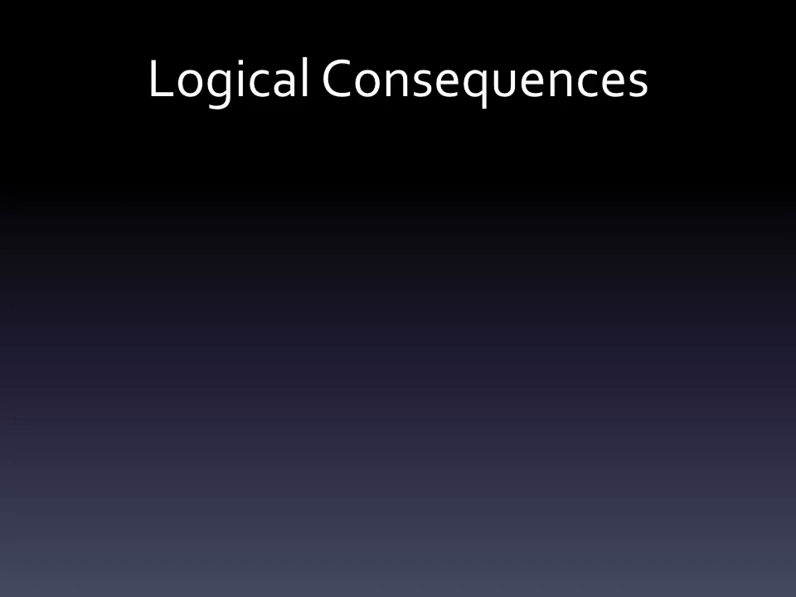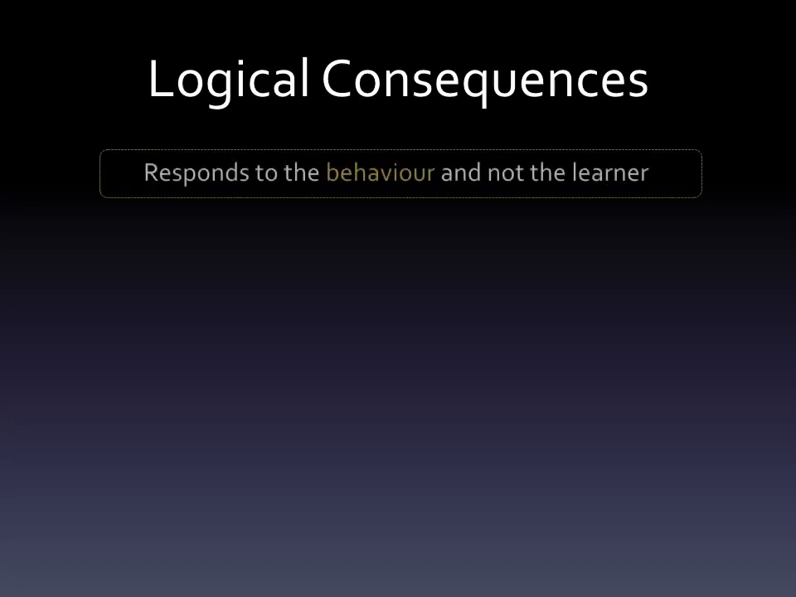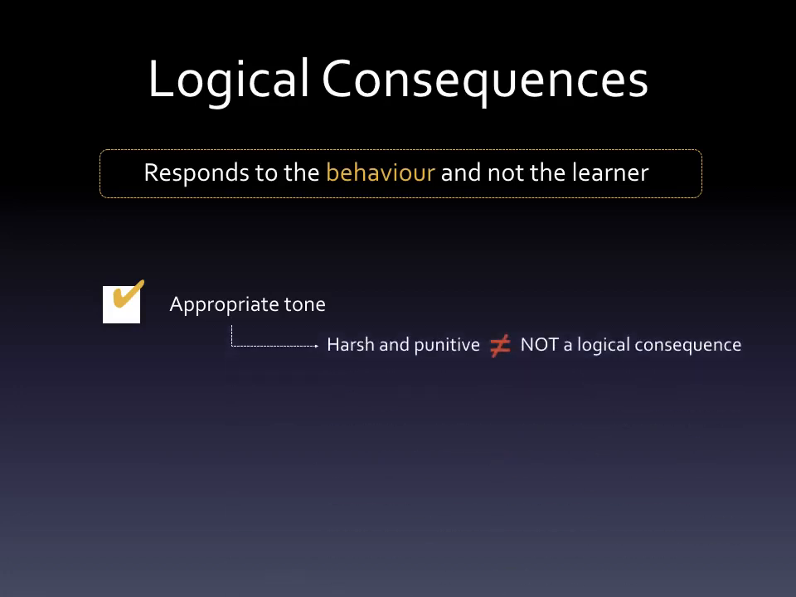Now, the underlying principle of logical consequences is that the teacher responds to the behavior and not the learner. This sends a very important message to the learner that their behavior is the problem, not that they are the problem. So one of the key principles is tone. It is very important when delivering logical consequences. If a child has forgotten their stationery at home, there are different ways that you can tell the child to borrow a few things from their friends for the day. As soon as the tone becomes harsh and punitive, it is no longer a logical consequence. A teacher's tone is critical when distinguishing a logical consequence from punishment.